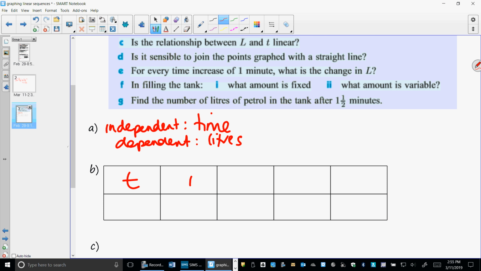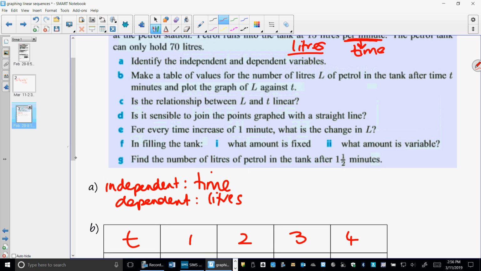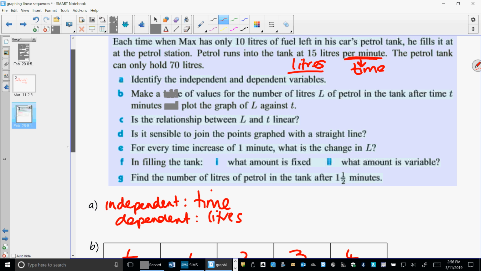So I'm going to say 1 minute, 2 minutes, 3 minutes, 4 minutes. And then our dependent one is litres. So we'll put L. They've used the capital L. And they told us that petrol runs into the tank at 15 litres per minute. How much are we starting off with though? 10 litres. So we've got to be careful with that. We've already got 10 litres.